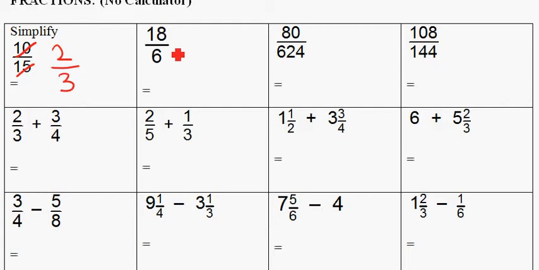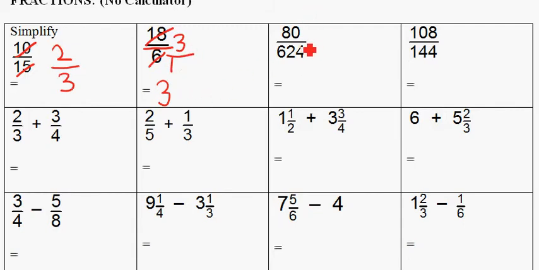Now the second one you can do two ways. You can read this as 18 divided by 6, which of course has an answer of 3. Or if you use the highest common factor of both, which is clearly 6, we say 6's into 6 go once, 6's into 18 go 3 times. 3 divided by 1 is 3.